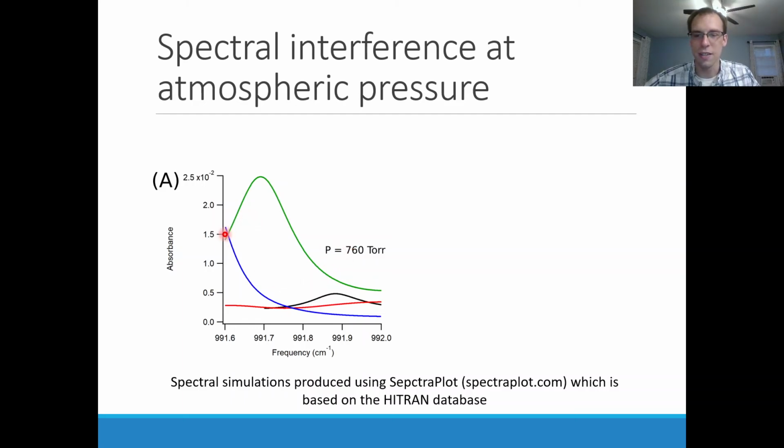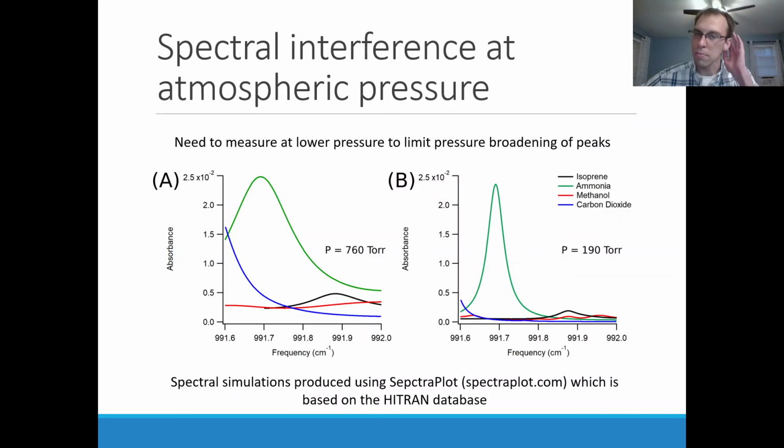And we can see these simulations show that the isoprene peak is going to be swamped by the wing of this ammonia peak. Ammonia is present at somewhat higher concentrations and has a stronger absorbance peak than the isoprene. So if we do this at atmospheric pressure, we're going to have a hard time distinguishing our isoprene peak from the ammonia peak. The solution is we need to measure our isoprene at lower pressure, which decreases the pressure broadening of the peaks and allows us to much more easily distinguish the isoprene from the ammonia, carbon dioxide, and methanol that are present.